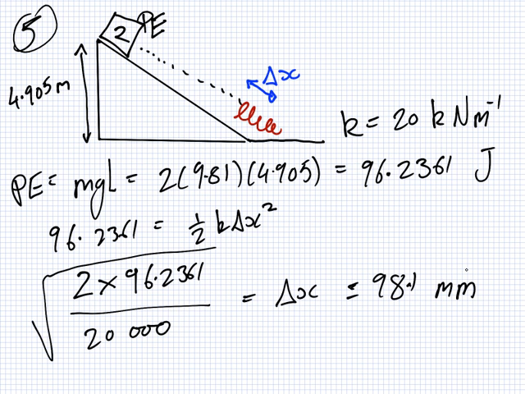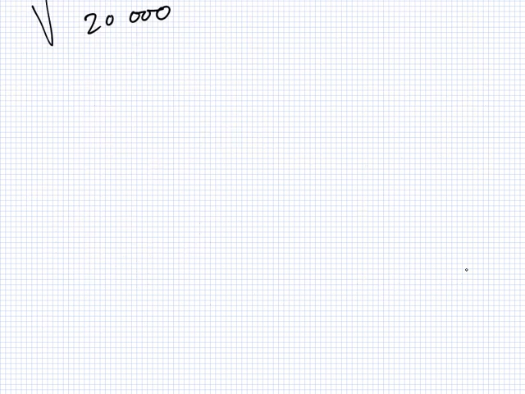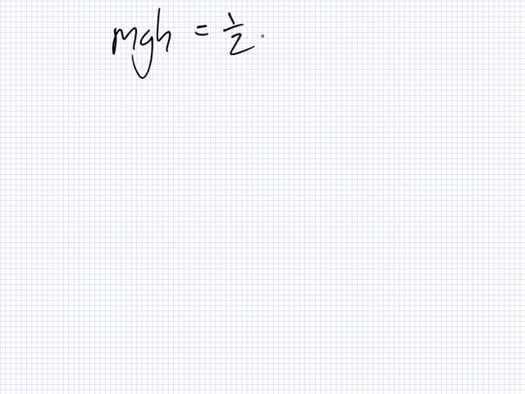So you said at the beginning, mgh equals half mg delta x. F is the weight, so it's half mg delta x. Yes. We cancel the mg with the mg. So half delta x equals h, so 2h equals delta x. And that's 9.81. We just didn't do the final.